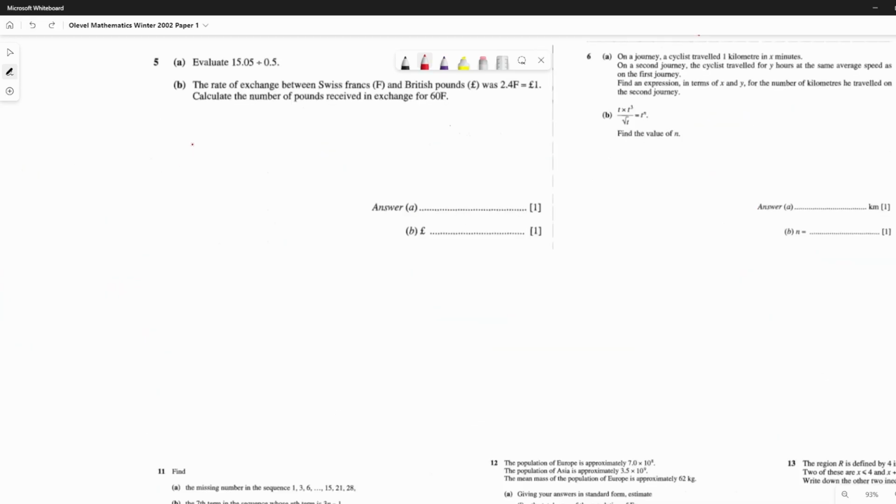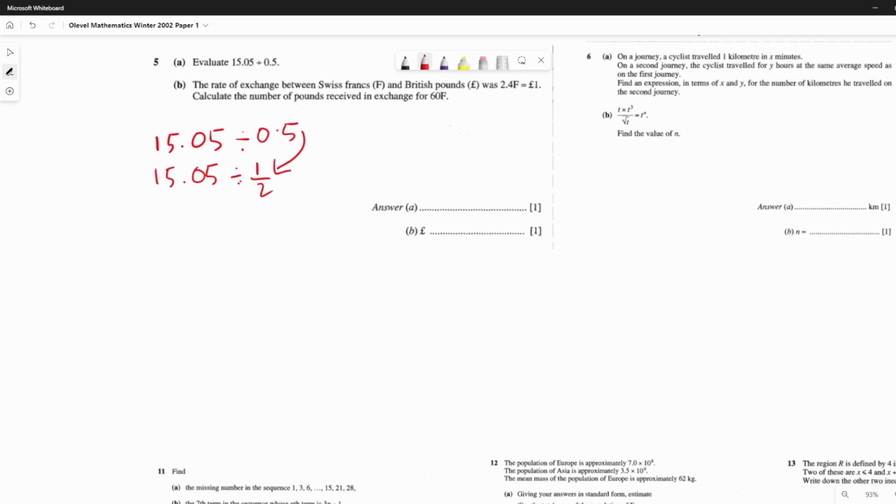All right, let's move on to question number 5. So question number 5a says, evaluate 15.05 divided by 0.5. So one way we can write 0.5, or this whole equation, is really 15 divided by half, because another way to say 0.5 is half.